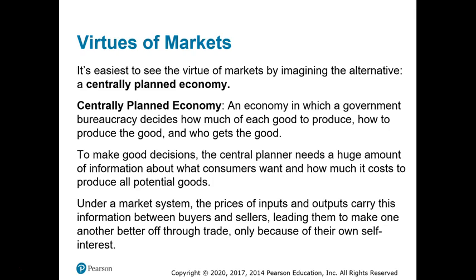To make good decisions, a central planner at that point would need huge amounts of information about the consumer's wants and how much it costs to potentially produce everything. Under a free market system, the price of inputs and outputs carry this information between buyers and sellers. It leads them to make one another better off through trade because of our own self-interest. In a centrally planned or a command economy, that doesn't exist because the government is controlling that information. It's the government's self-interest, not the people's.